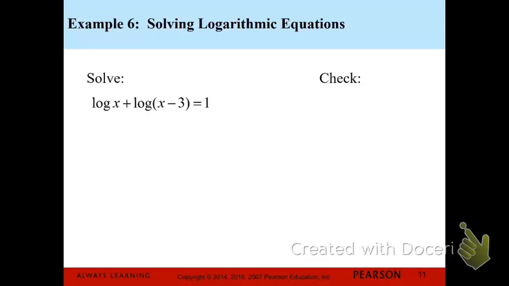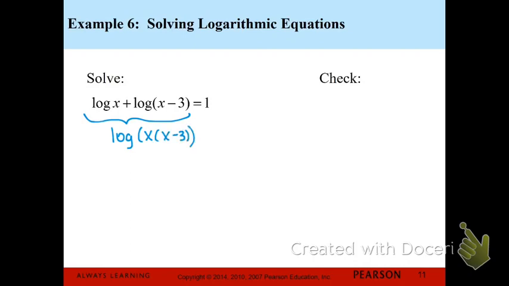All right, log of x plus log of x minus 3 equals 1. So, this one's different. Why? There are 2 logs there. Can I combine them? Yes. How do we combine a log plus another log? Multiplication. So we get log of x times x minus 3.